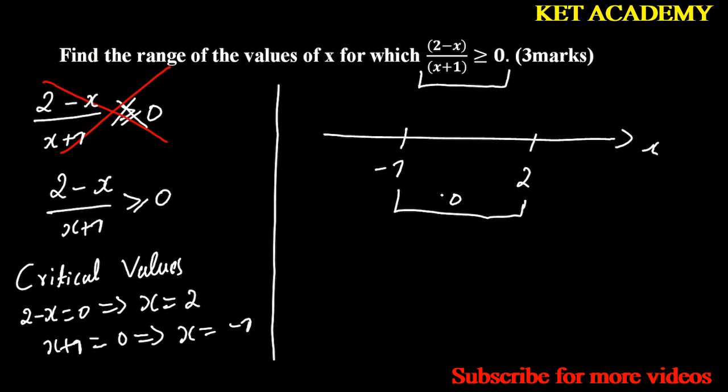So if you take a value, let's say 0 here, and we substitute it in our original inequality, we're interested in the sign of the inequality. Remember, we're taking a range of values depending on the sign of our inequality. So if we put 0 in the numerator, we're going to have 2, and if we put 0 in the denominator, we're going to have 1. This is positive.